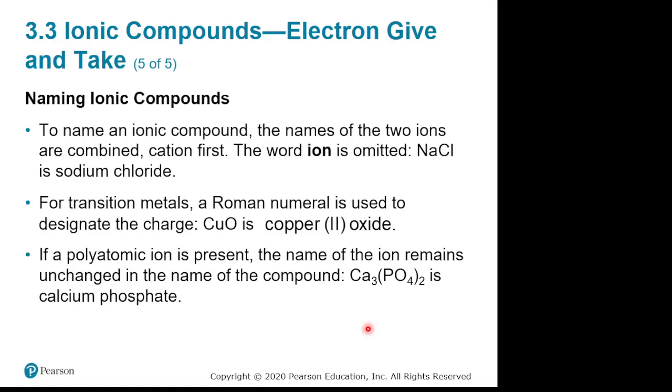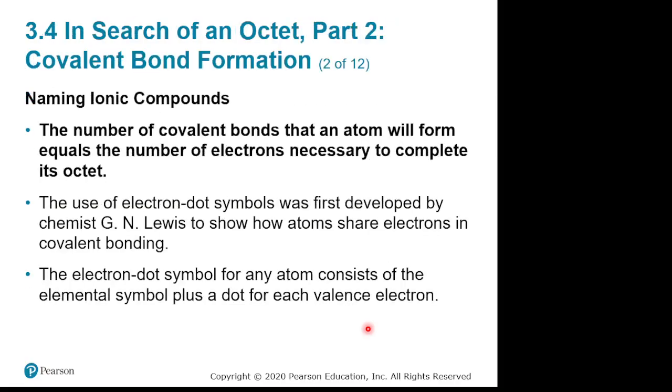Let's talk about naming ionic compounds. Whoops, I went the wrong way. So when you're talking about covalent compounds, that atom's going to form an equal number of electrons that's necessary to complete its octet.